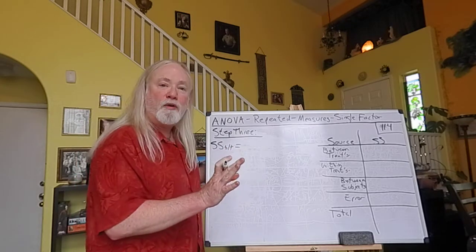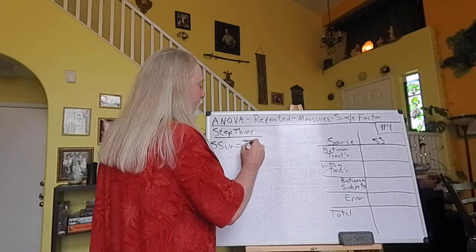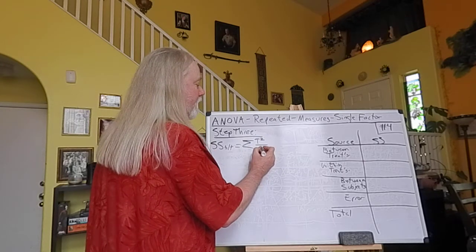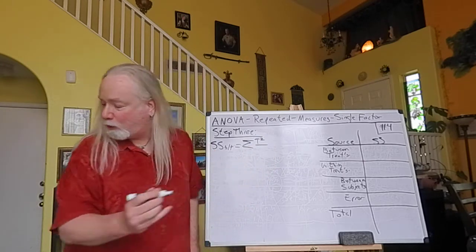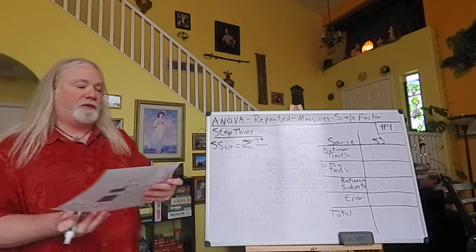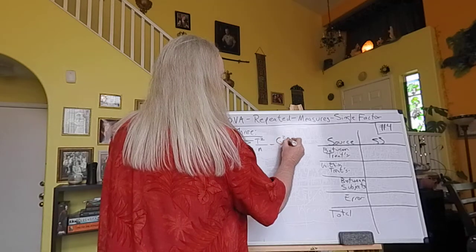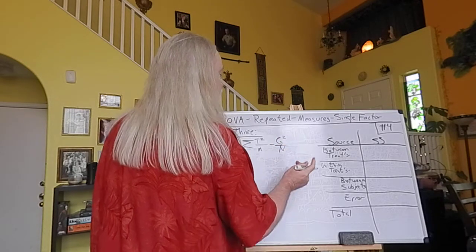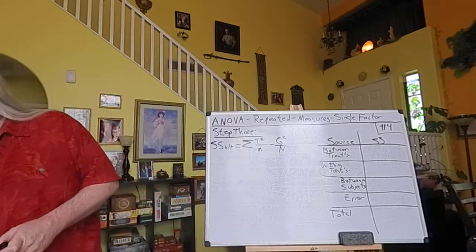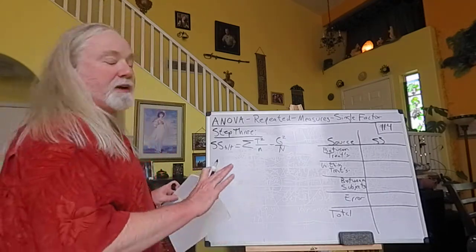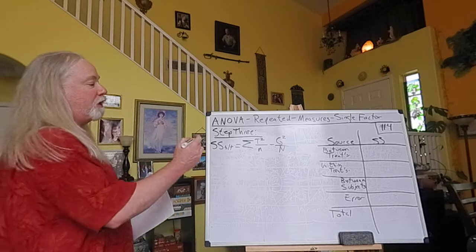Again, this is the same formula as last week. The summation of our treatment totals squared divided by, where's my formula sheet? I forgot what to put down there for a second. That's right, little n, minus grand total divided by the total number of scores. So we get all this stuff right out of the problem. All the stuff has already been given to us in there. We just need to go find it.